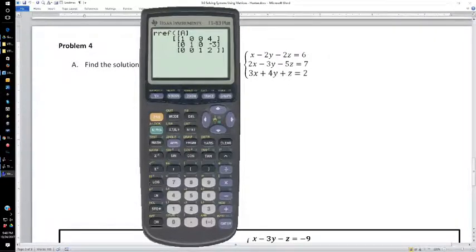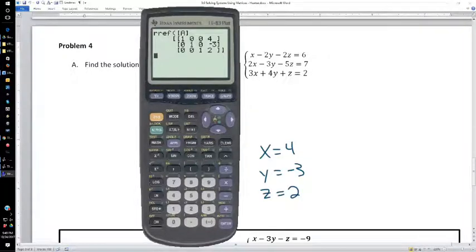So your solution is x equals 4, y equals -3, z equals 2. All right, and let's start writing. Now I can write, because I can't write and change the screen at the same time like that. So in this case, x is your first one, 4. Y is your second one, -3, and z is your third one, 2.